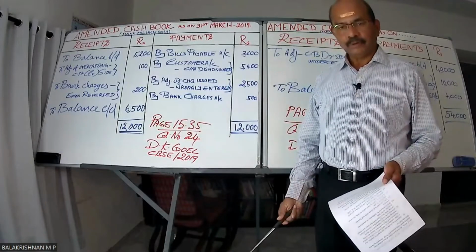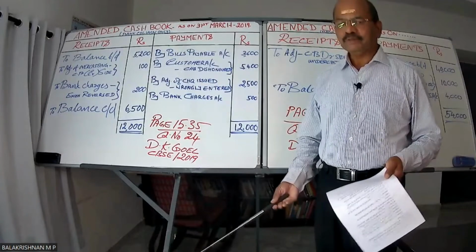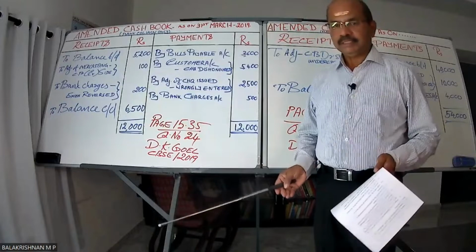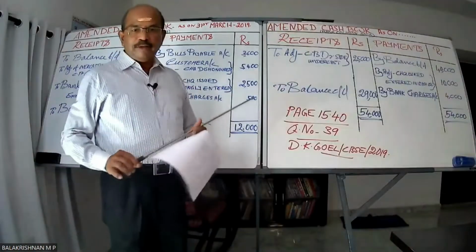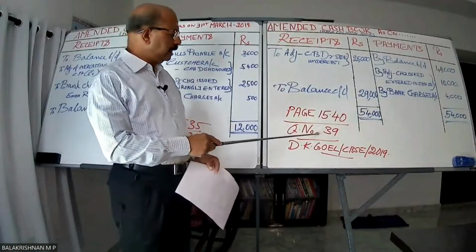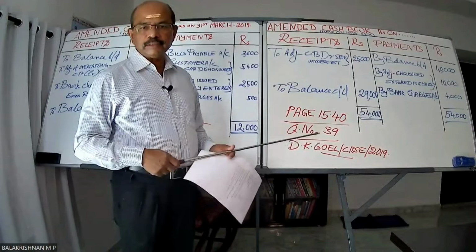And as I told you already in my last episode, only a few items will be there that you are easily able to make out the increasing effect or decreasing effect. Well, let us take up now question number 39, page 15.40, DK Goel edition 2019.